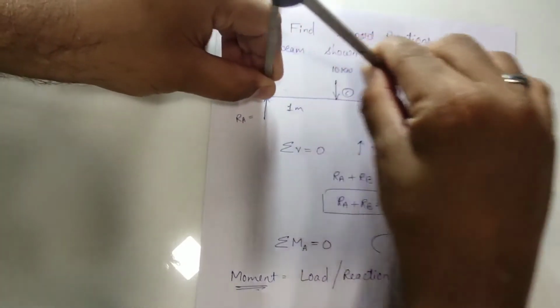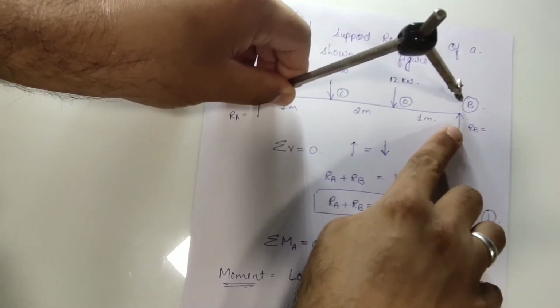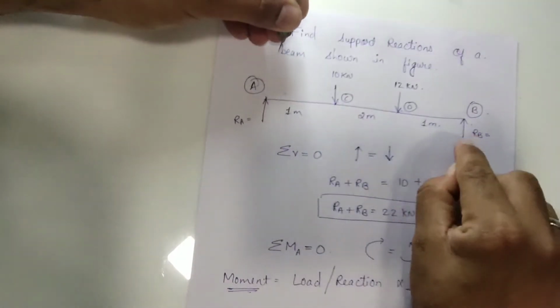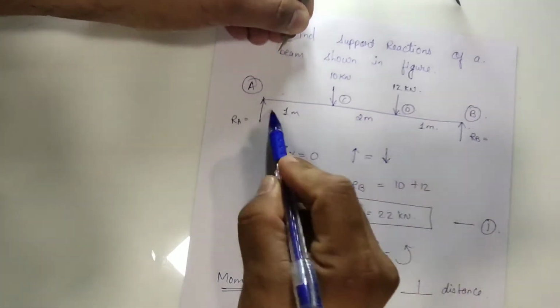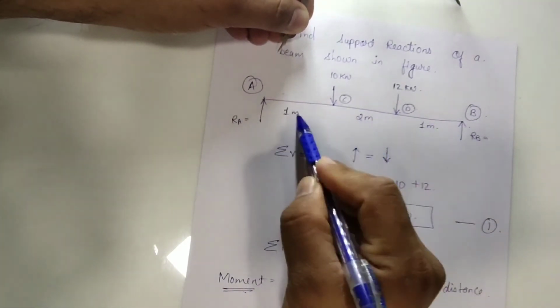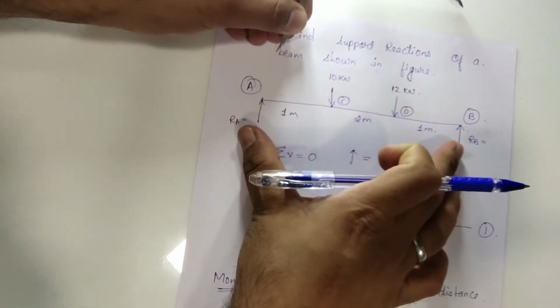So I am talking about B. So this is my B. Okay, so RB into its perpendicular distance up to A. So this is the perpendicular distance, how much it is: 1, 2, 1 plus 2, that is 3, plus 1, 4. So the total distance is 4 meter.